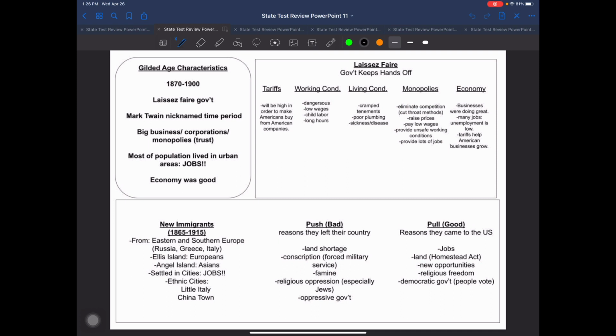Okay, now to get started with our first page of review, we have this first box up here on the top left, just some characteristics of the Gilded Age. I have the years again written right there. We have a form of government called laissez-faire. However you say it is perfectly fine. Laissez-faire actually means to leave them alone. Let them do as they please.